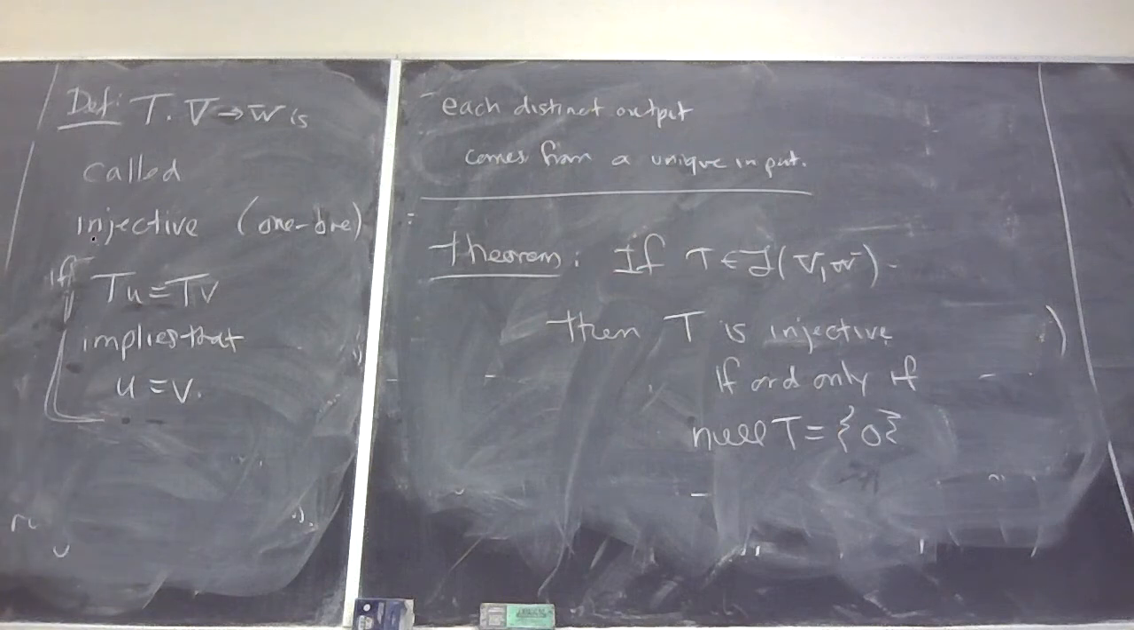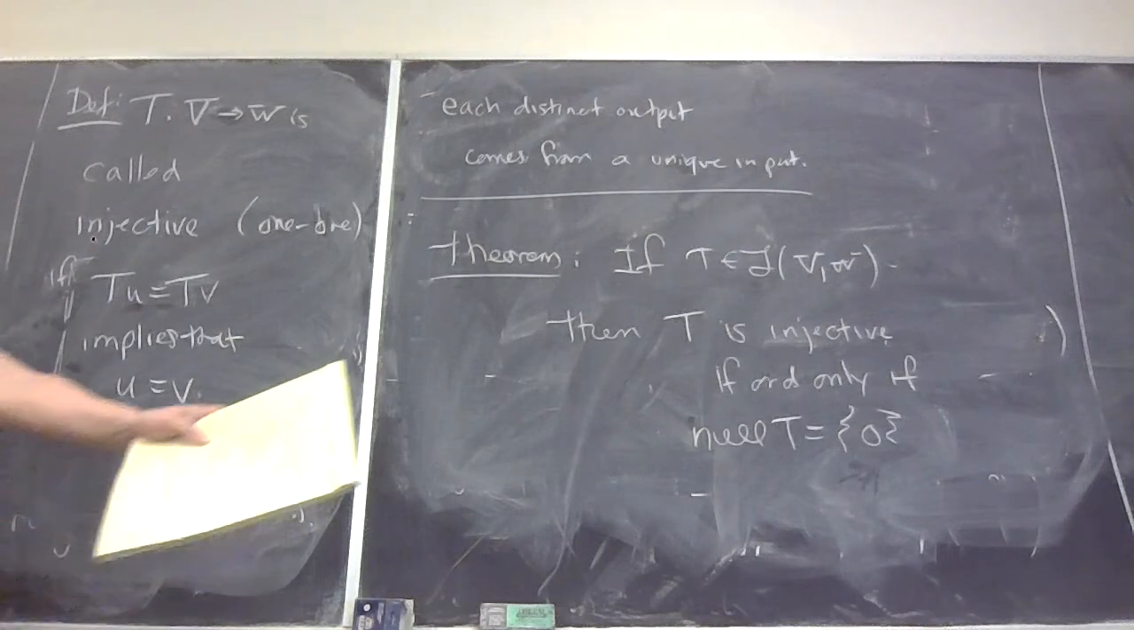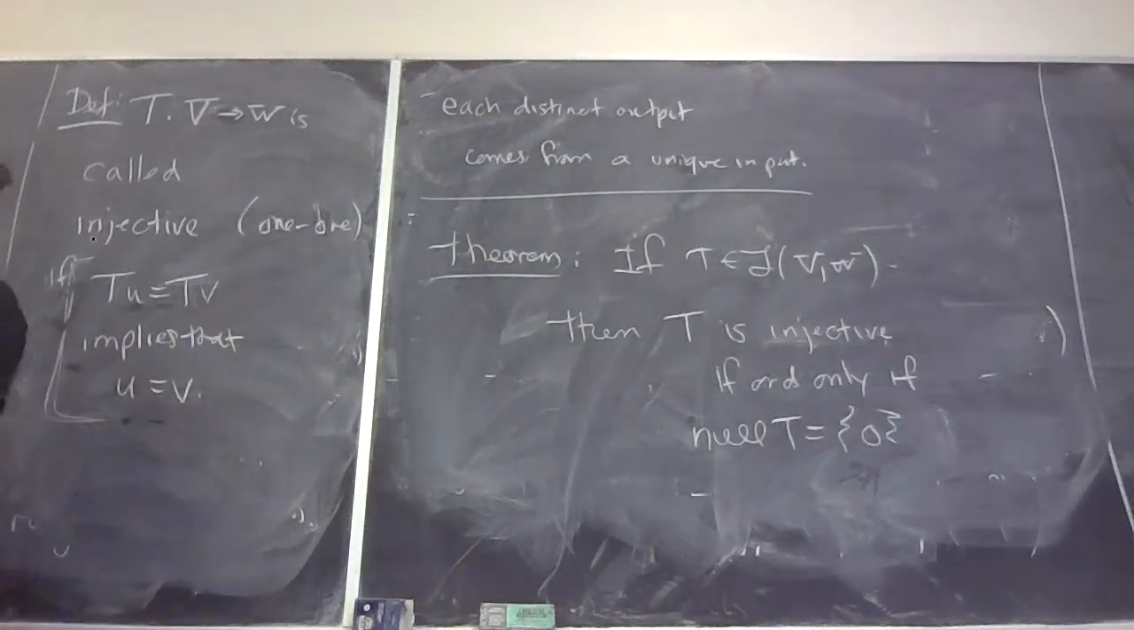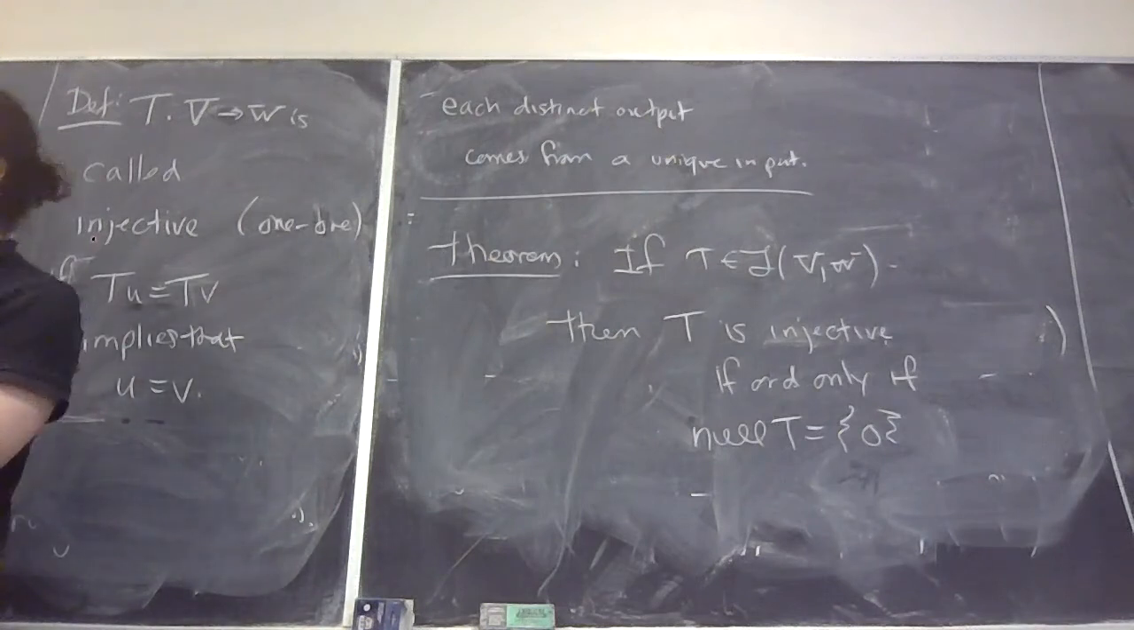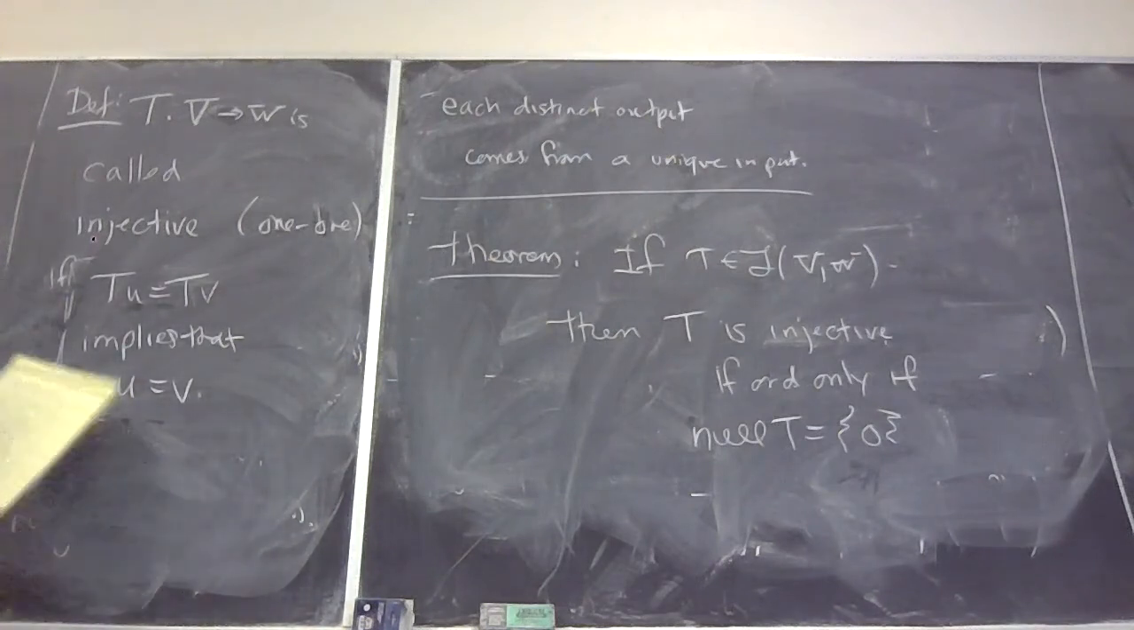If u equals v, definitely T of u is equal to T of v. That's automatic. Like I said, here's something that's a 2, and here's another thing that's a 2. What does F do to it? Well, F of 2 is definitely going to be equal to F of 2, right? So this is a much stronger thing to say.